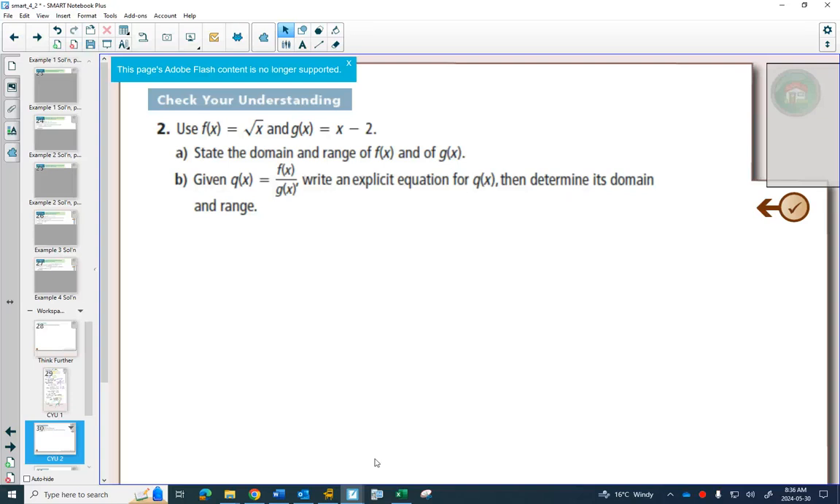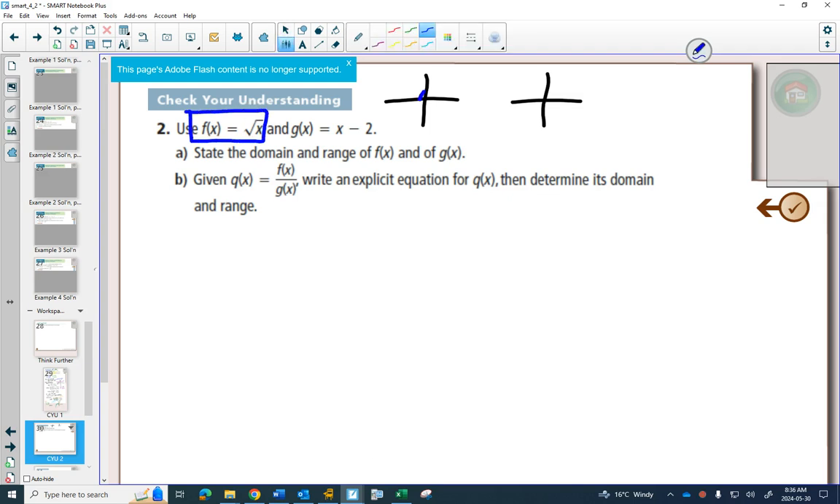All right, we're on page 275. And again, I'm going to have in my head what the graph of f of x looks like and what the graph of x minus 2 looks like. So those are my two graphs. State the domain and range of each of them.